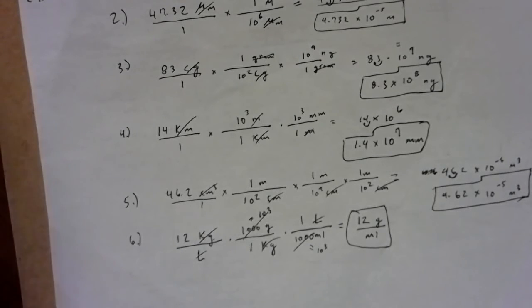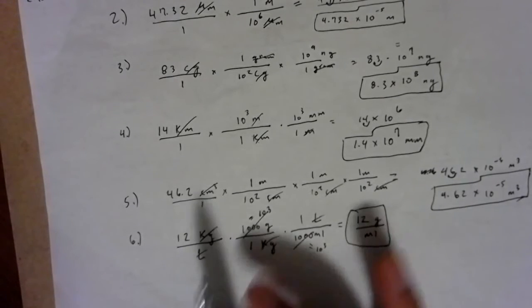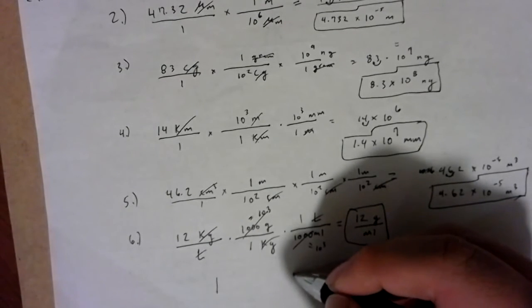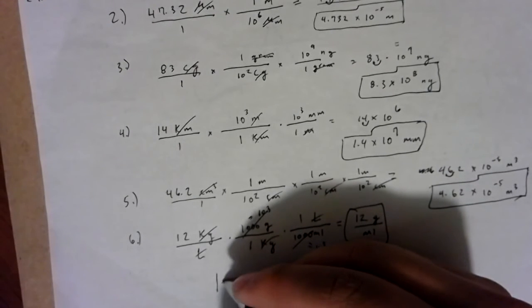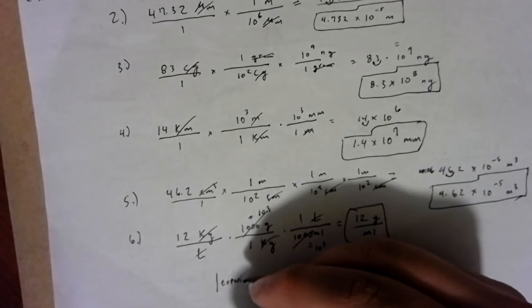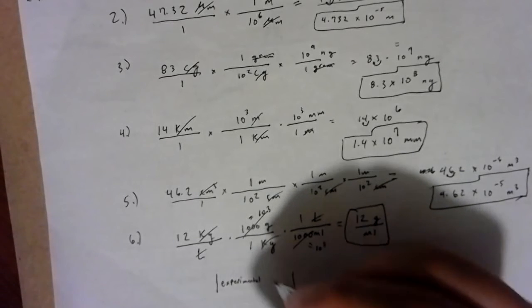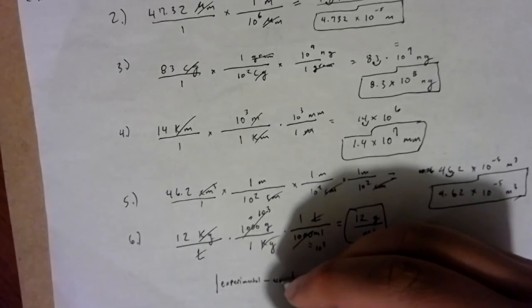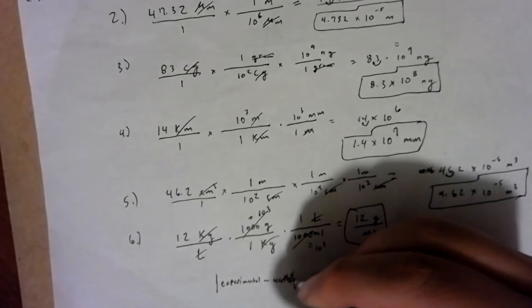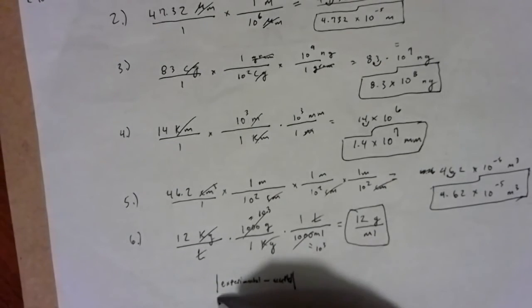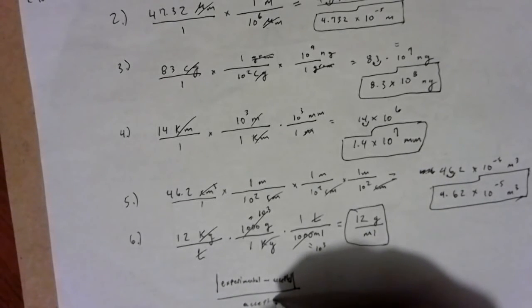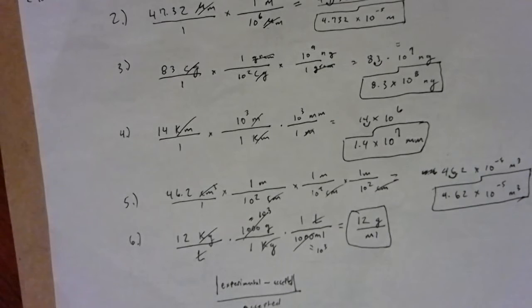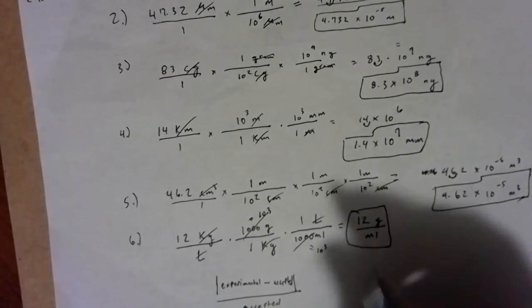Then we have percent error. So remember, percent error is the absolute value, and this is the experimental minus the accepted. Sometimes they call it the theoretical or the accepted, and then divided by the accepted or the theoretical, however you want to define or name it. It refers to the same thing.